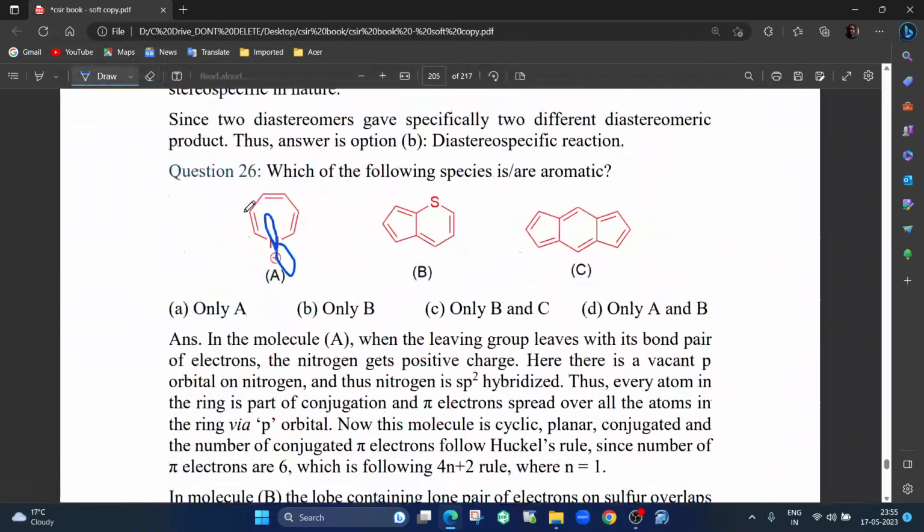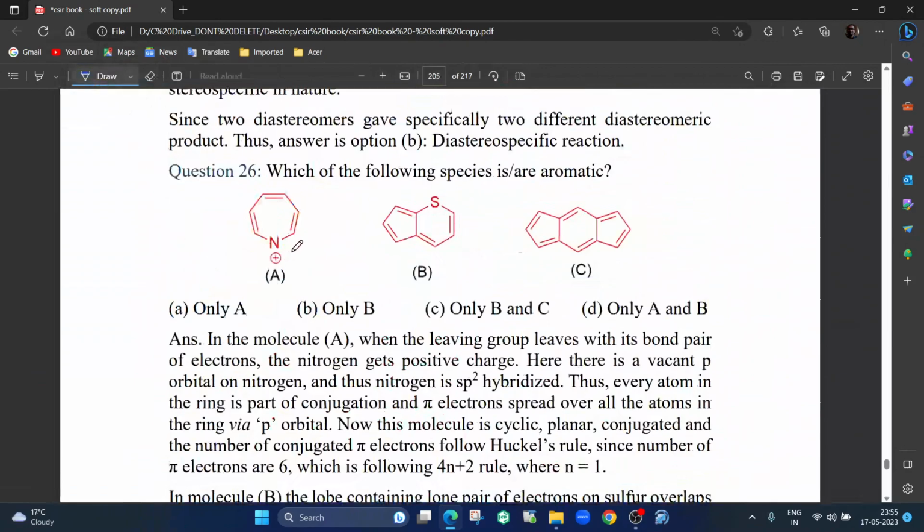So what happens is this system is cyclic, planar and conjugated. Conjugated means all atoms should have p orbitals which are overlapping with each other. So all these are anyway having p orbitals because they are pi bonds, and there is a positive charge, that means there is a p orbital and they all are shaking hands with each other. So they are all conjugated, and then finally it has to follow Huckel's rule.